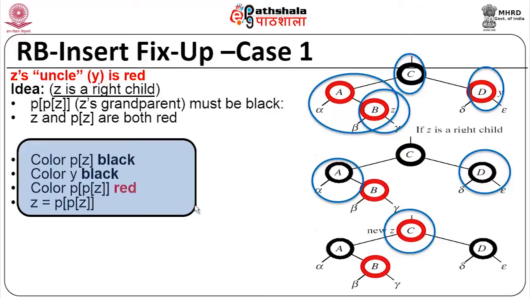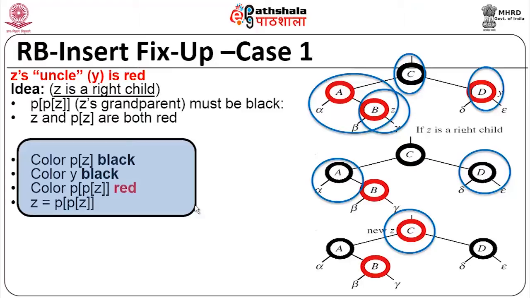Now Z is equal to parent of Z. Now, the new Z we change. So, this is what has happened when we have the case 1 fix up. So, I will just repeat it. You have some conditions you have to meet. One is Z is a right child of wherever you are going from. Then the uncle is red, Z's uncle is red, its grandparent is black, and Z and its parent are both red. Then this is a case of case 1.